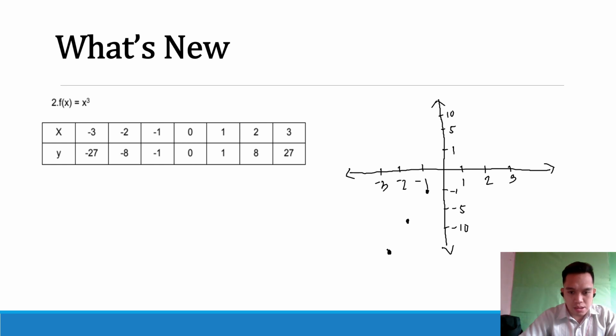Kasi ipagpalagay natin, class, dito yan, malayo. Tapos dito, 0, 0, then 1, 1. Tapos, 2, 8. Then, we have also 3, 27. So, dito sa pinakadulo. Yan. So, i-connect na natin yung ating mga points.